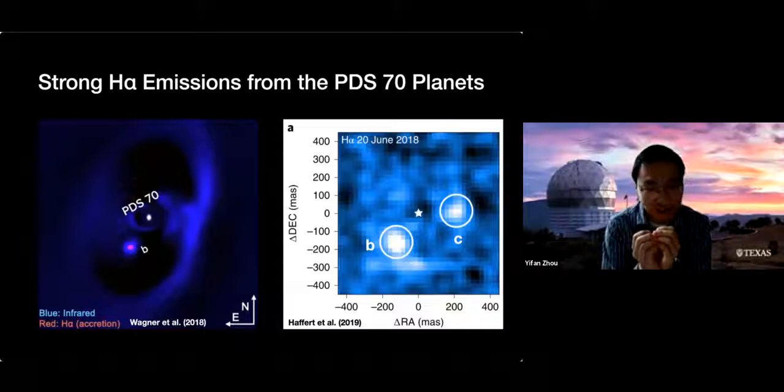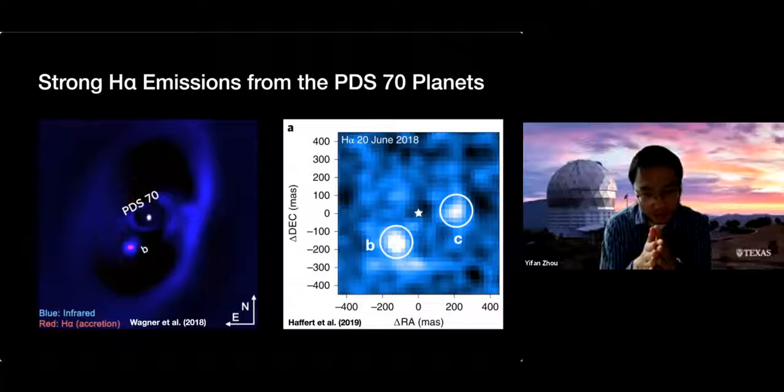He pointed the Magellan telescope, using the Magellan AO system, at PDS 70 with the narrowband H-alpha filter, and found that the planet PDS 70 b is emitting H-alpha at a very high strength.